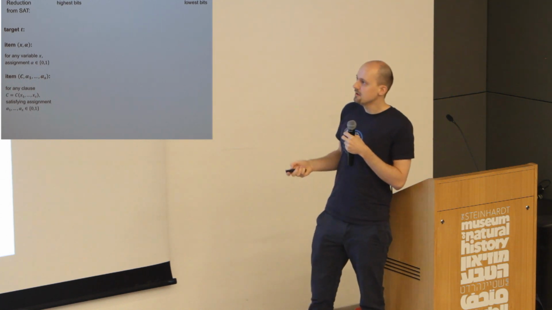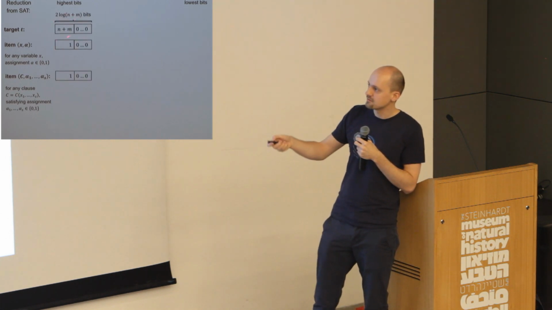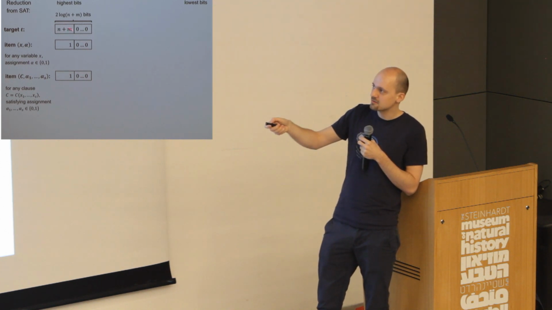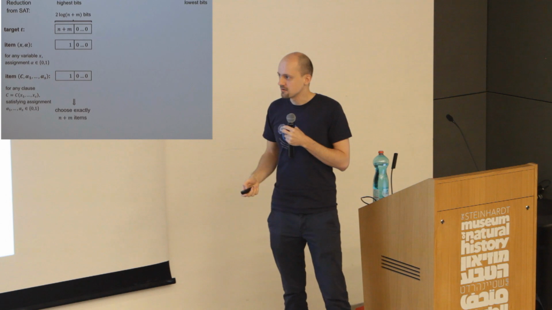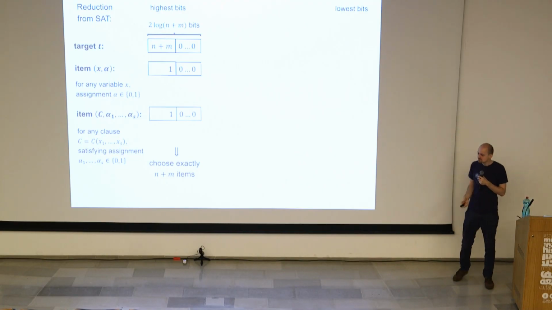Okay, I will need a couple of helper bits. In the first bit block, all the items will just have number 1, and the target will have number n plus m, which means that in total, I have to choose n plus m items.